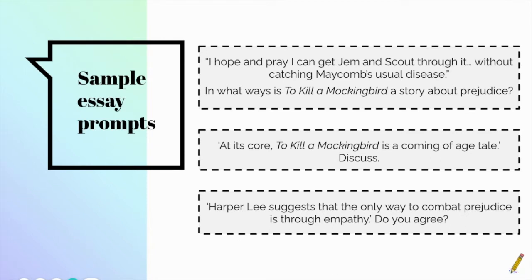The third topic on your screen is again very much a statement, or do you agree versus disagree topic. Harper Lee suggests that the only way to combat prejudice is through empathy. Do you agree? So again, what's your contention? What's your opinion? Do you think that the only way to combat prejudice is empathy, or does Harper Lee suggest that there are other ways for us to overcome and challenge prejudice?